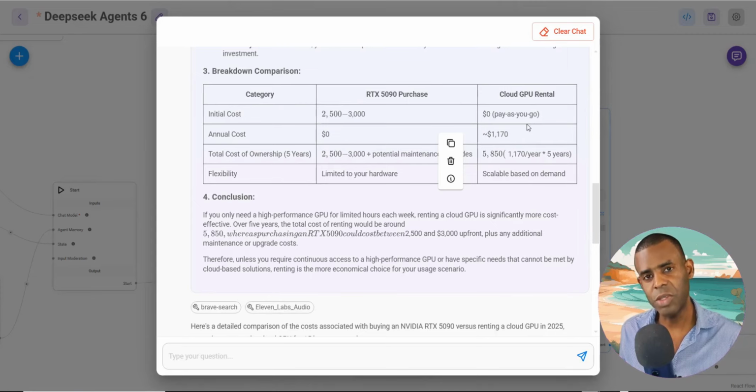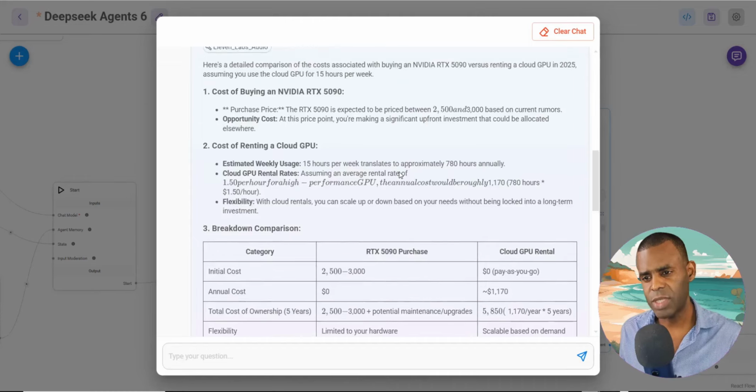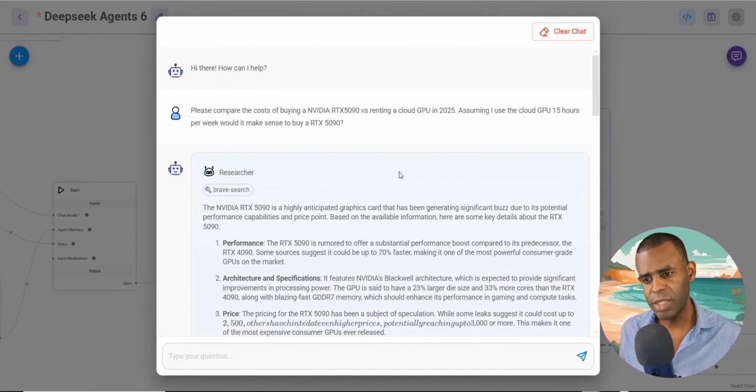But what was cool about this was that it actually took the pricing from its Brave search, okay? And that is about the price, I believe, of the 5090. It is quite expensive. And so this is just a fantastic application of being able to combine its reasoning abilities with its web search, right?